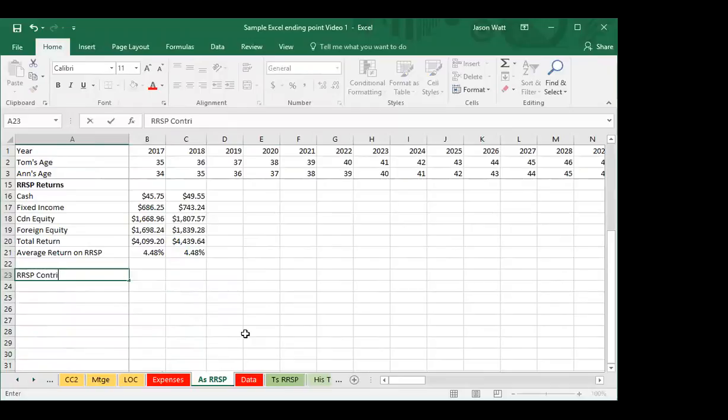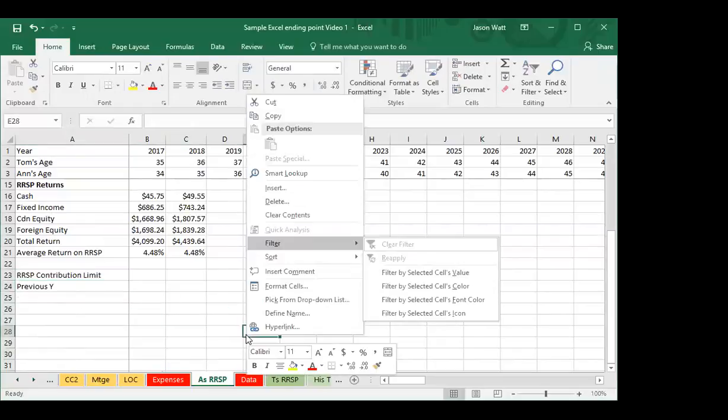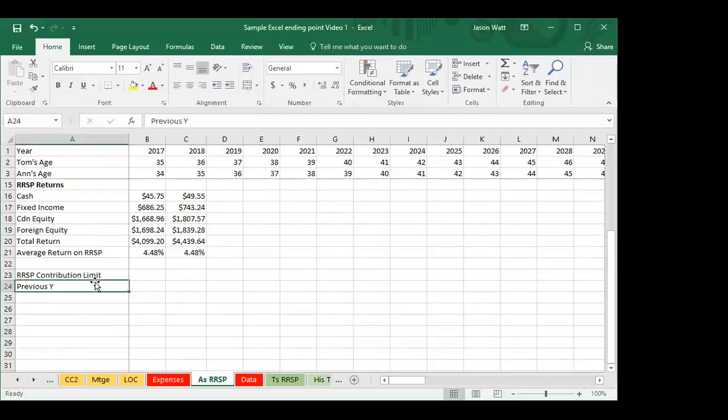So we've got RRSP contribution limit. We can start with a previous year's carry forward. Sorry, a little slop with my mouse there. We can look at previous year's carry forward. We can look at new room for the year. We can look at less any contributions made. And that tells us then for next year how much room we're going to have.